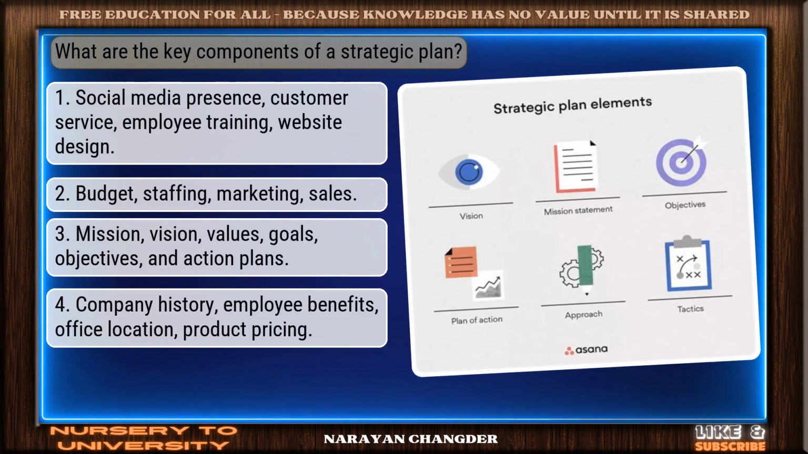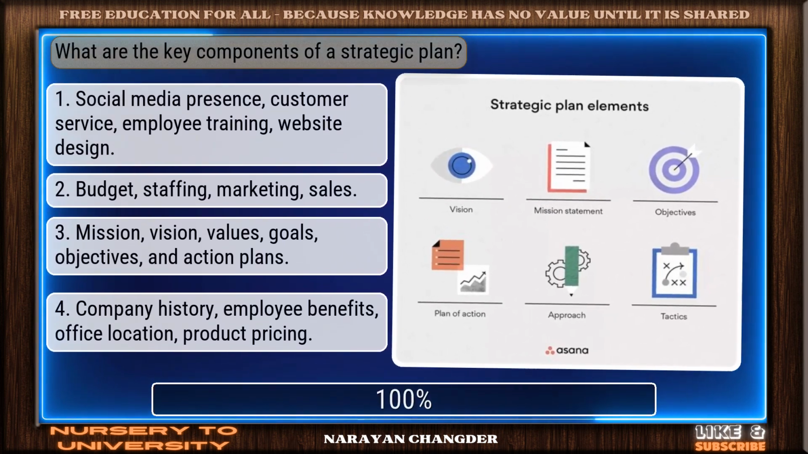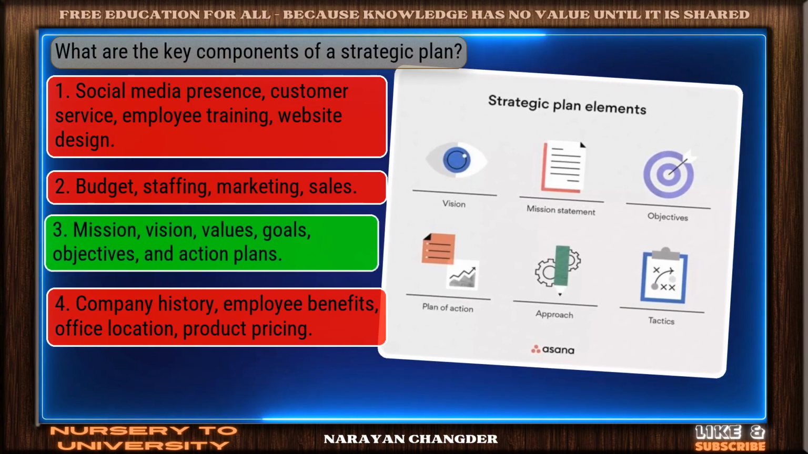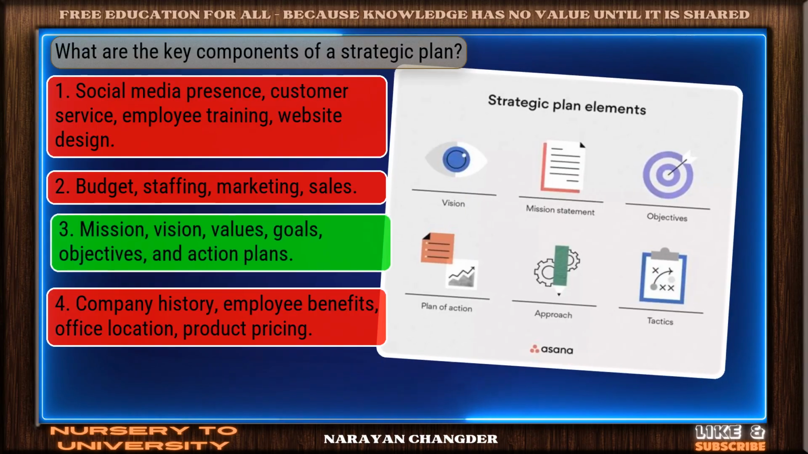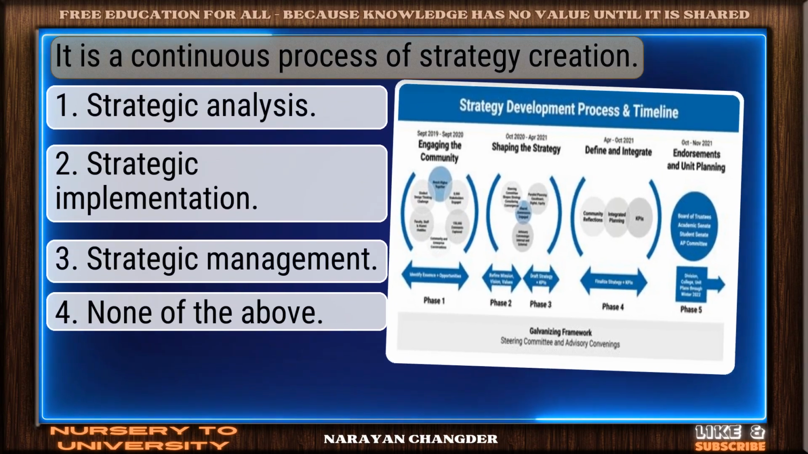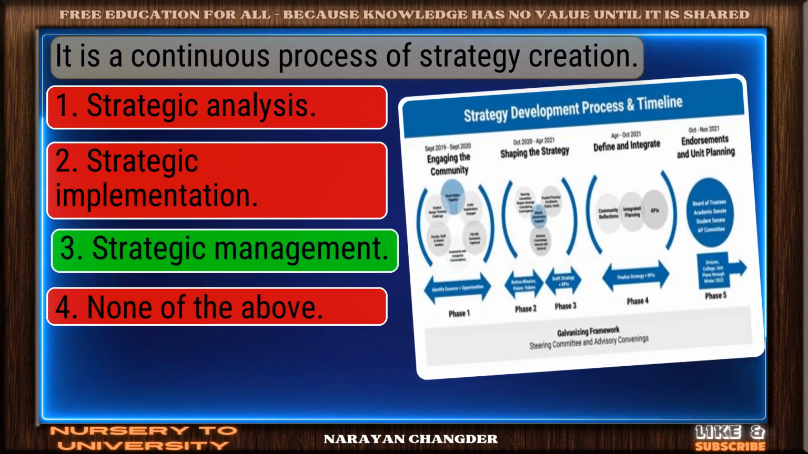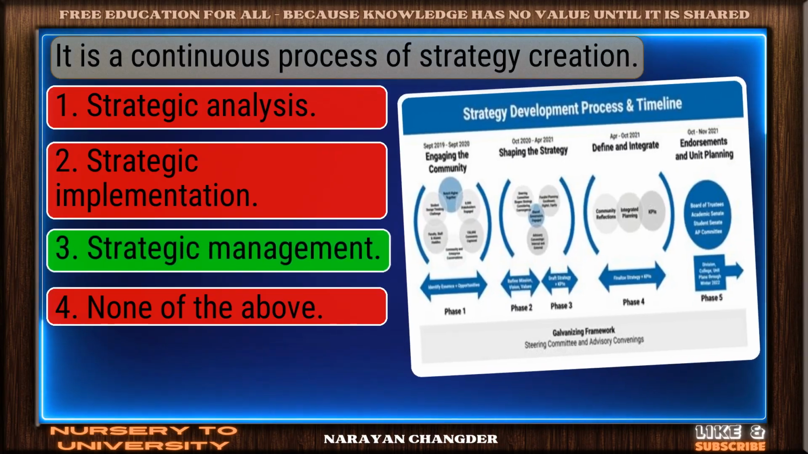What are the key components of a strategic plan? Clear logic. Your choice, mission, vision, values, goals, objectives, and action plans, is sound and 100% true. It is a continuous process of strategy creation. Correct. Strategic management is the right answer.